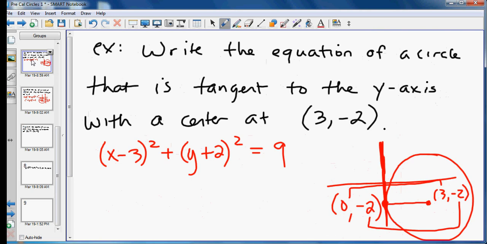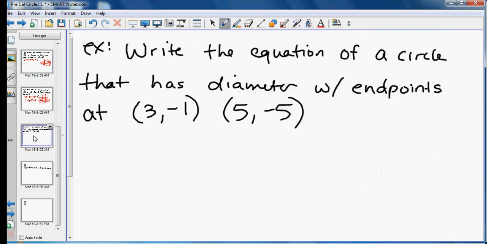Just one more example for this lesson. Save the best for last. Write the equation of a circle that has a diameter with endpoints 3, -1 and 5, -5. Okay, this is where we get the fun of putting it all together.